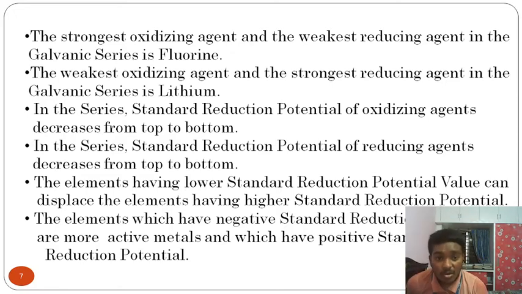The elements which oxidize other metals are oxidizing agents. Simply we can say that the elements which undergo reduction are known as oxidizing agents, and the elements which undergo oxidation are known as reducing agents. Mostly the corroded metals are reducing agents, good reducing agents.